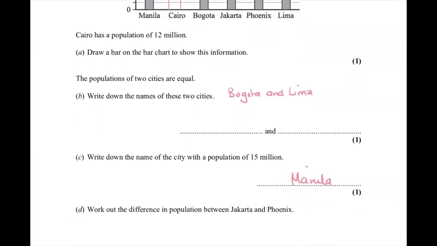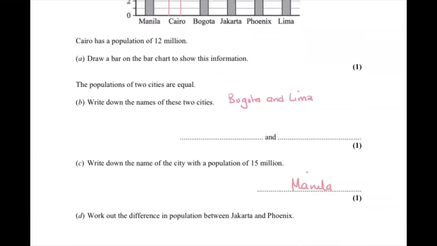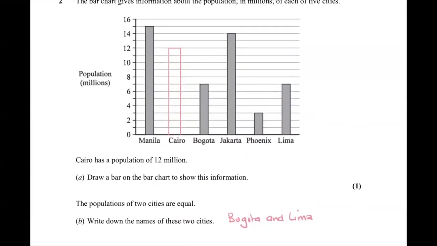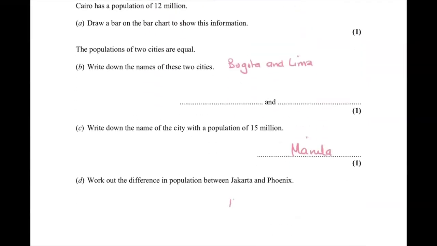And then work out the difference in population between Jakarta and Phoenix. So Jakarta is 40 and Phoenix is 3. So 14 take 3 is 9.